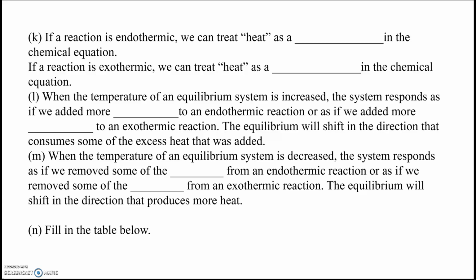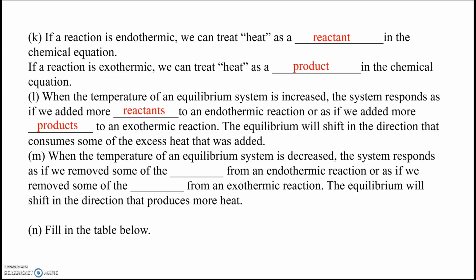If a reaction is endothermic, we can treat heat as a reactant in the chemical equation because it's as if we are adding heat to the reaction to get it to occur. And of course, if it's exothermic, it's a product. So when the temperature of a system is increased, the system responds as if we added more reactants to an endothermic reaction, or more products to an exothermic reaction, and the equilibrium shifts in the direction that consumes some of this excess heat that's added.